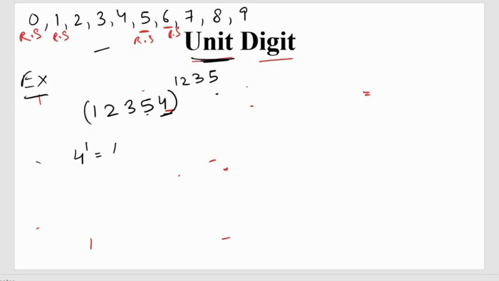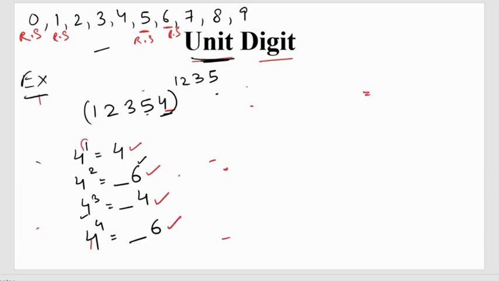4 raised to power 1, that is 4. 4 raised to power 2, we can check the last digit only, right? That is 6. 4 square is 16. So 4 cube: now 6 will multiply with 4 again, that gives last digit 4. 4 raised to power 4: 4 will multiply 4 again, that is again 6. So as you can see here, 4, 6, 4, 6, right? And it depends on the power. Whenever the power is odd, 1, 3, 5, the last digit is 4. But whenever the power is even, the last digit is 6.